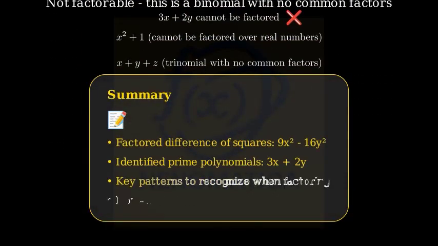We learned how to identify and factor the difference of squares pattern, even when the coefficients are not just 1. We also learned that not all expressions can be factored. Some expressions like 3x plus 2y are already in their simplest form. Remember, when factoring, always check for these patterns: common factors, difference of squares, perfect square trinomials, sum or difference of cubes. Practice is key to mastering factoring. Try factoring various expressions to build your skills. Next, you might want to learn about factoring higher degree polynomials or solving quadratic equations by factoring.